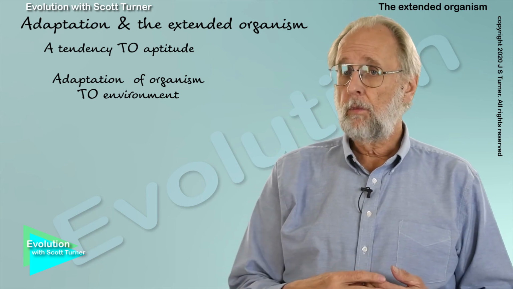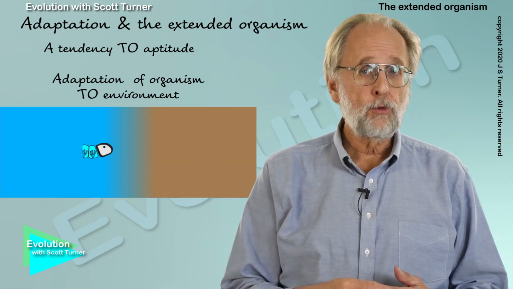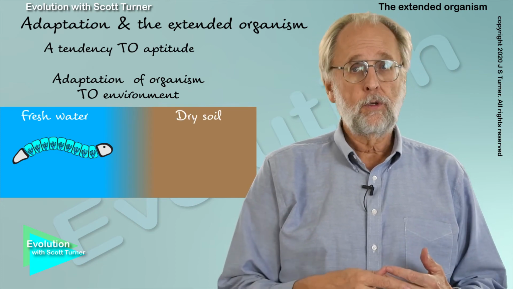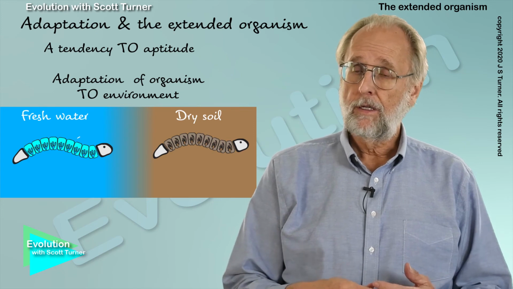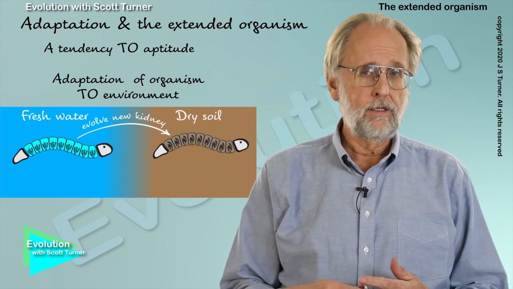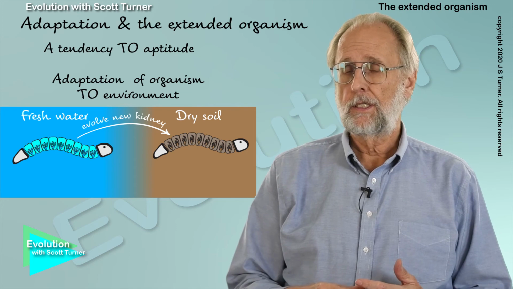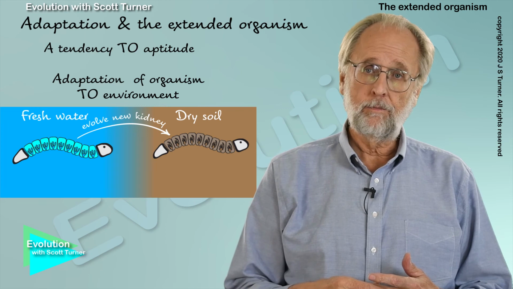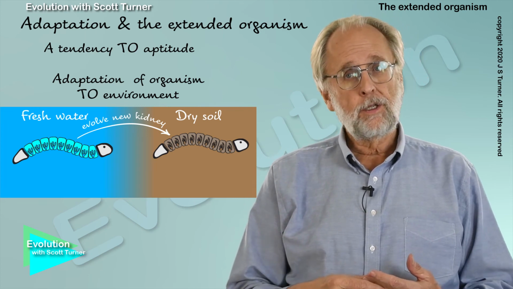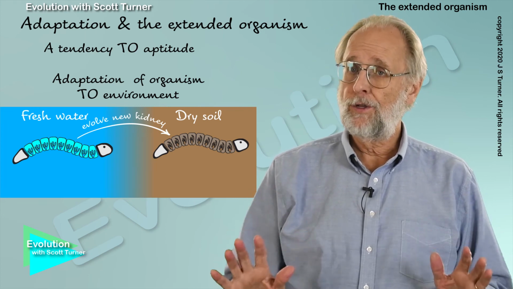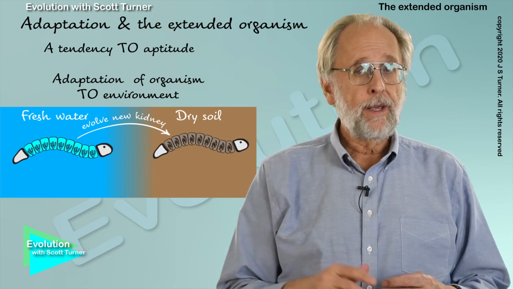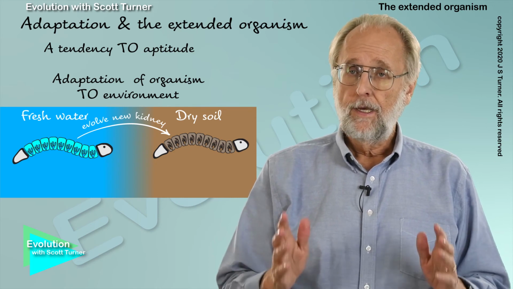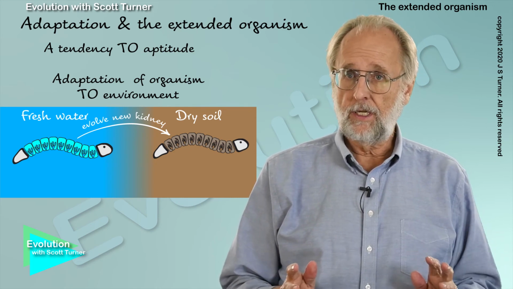Suppose we have this problem of how you get essentially a freshwater worm to start inhabiting dry soil. For the worm to adapt to drier conditions might mean evolving a new kidney. This is likely to be a very lengthy process. But the extended organism idea opens up another possibility. Remember that the physiology of an adaptive boundary extends beyond the boundary itself. This makes adaptation a process that occurs across adaptive boundaries. The boundaries are, in a word, fuzzy.